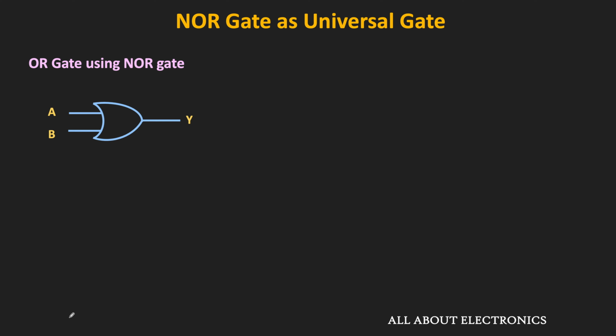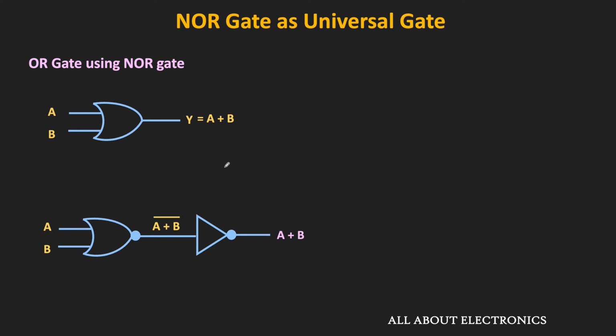Similarly, let us see how to implement the OR gate using the NOR gate. We know that if A and B are the inputs to this OR gate, then its output is equal to A plus B. And for the same inputs A and B, the output of the NOR gate is equal to A plus B whole bar. So if we just complement the output of this NOR gate, then we will get the output of the OR gate. That means by passing the output of the NOR gate through an inverter, it can be used as an OR gate. Now we also know how to implement this NOT gate using the NOR gate.